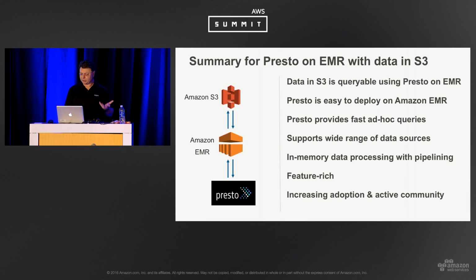It uses a variety of data sources, with fast performance due to the in-memory processing and the pipelining. It's feature-rich, and it's increasingly being adopted in production. We have it marked as a sandbox application currently within EMR, but in fact, a number of companies are using it in production. You saw the Netflix example, but other companies like Facebook and Airbnb and a whole host of other large companies are in fact using it in production. So it's still early days for Presto, but it's already proven its capabilities.